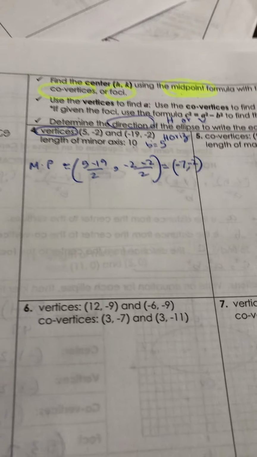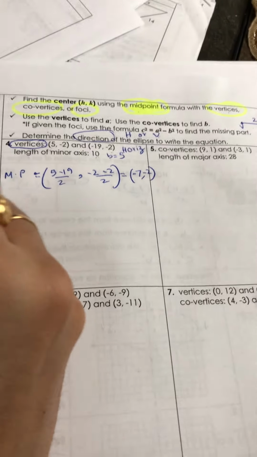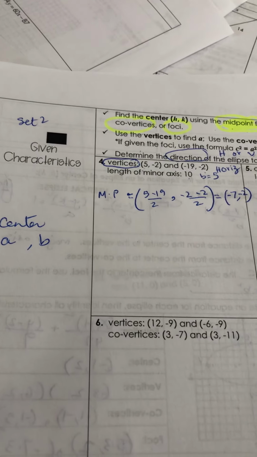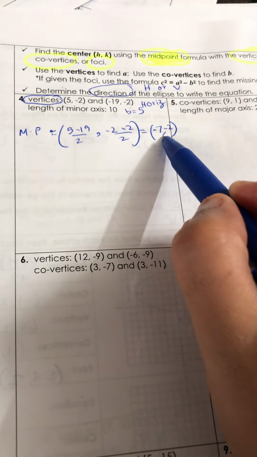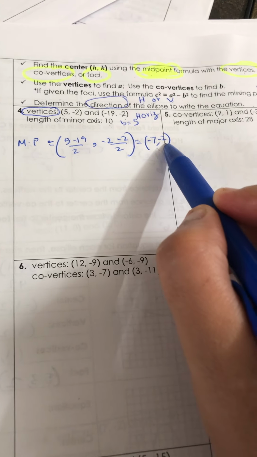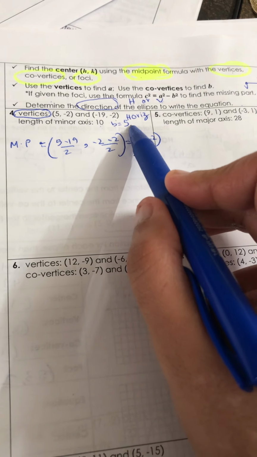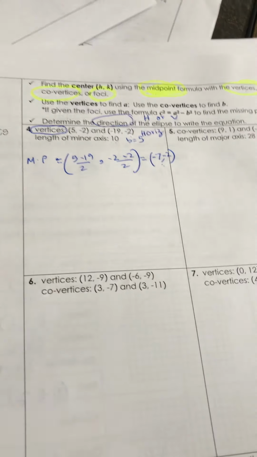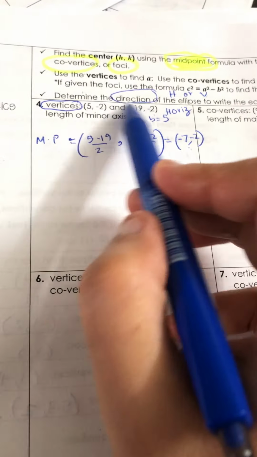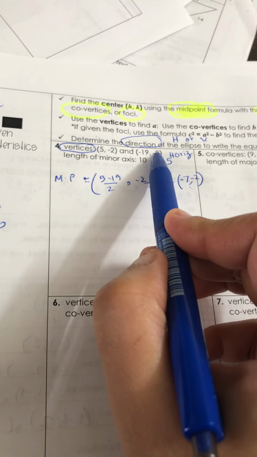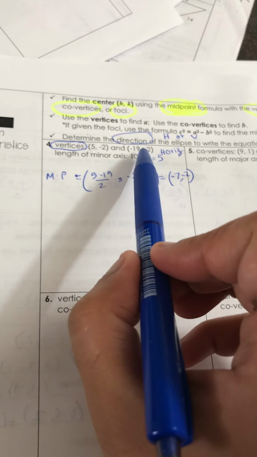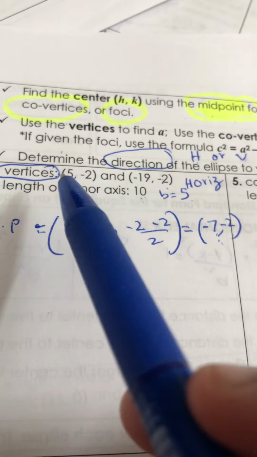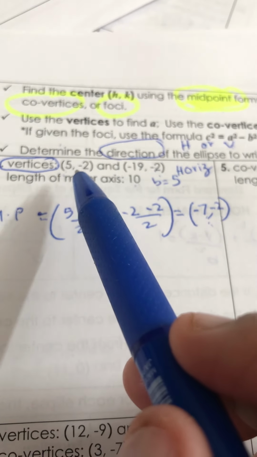Once I know the center, I need 3 things. I need the center for the equation, I need a, and I need b. Now I know the center, because it's the midpoint of the vertices. I know b, which is 5. I need to find a. Now there are 2 things. Find the distance between the 2 vertices and then divide by 2, or find the distance between one of the vertices and the center. Depends on you.